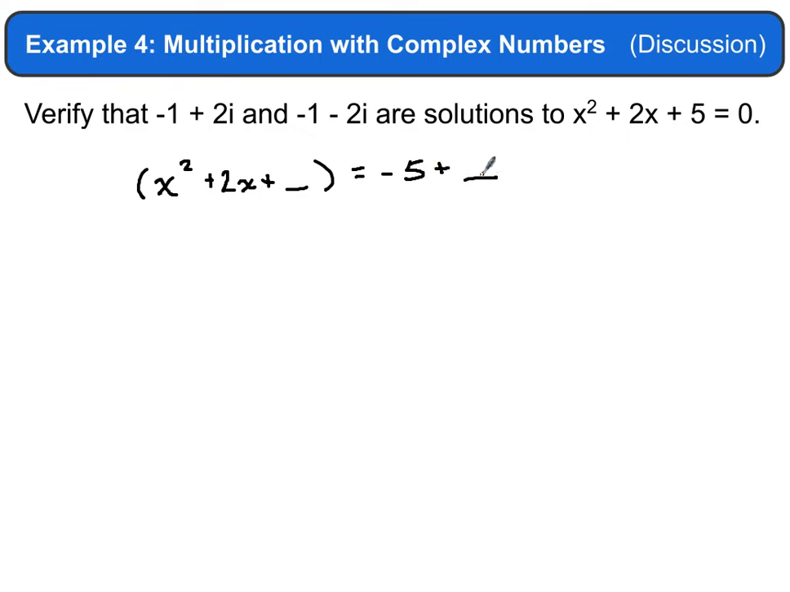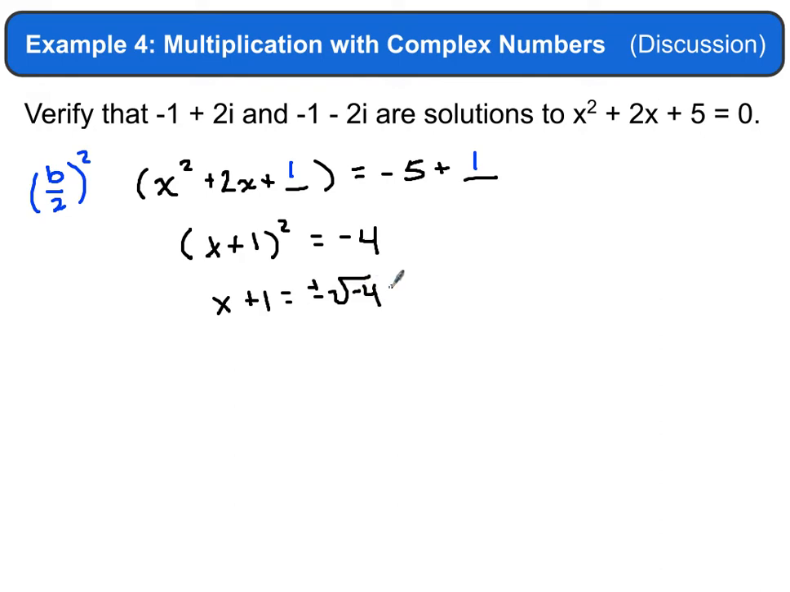And so if I'm completing the square, remember, in completing the square, we want to consider b divided by 2. We want to square that. So 2 divided by 2 is 1. We square it, we get a 1. We put a 1 on this side so that way the equation is fair. And so now we end up with x plus 1 squared equals negative 4. We're going to square root both sides. So we end up with x plus 1 equals plus or minus the square root of negative 4. We can move the 1 to the other side. So x equals negative 1 plus or minus the square root of negative 4.